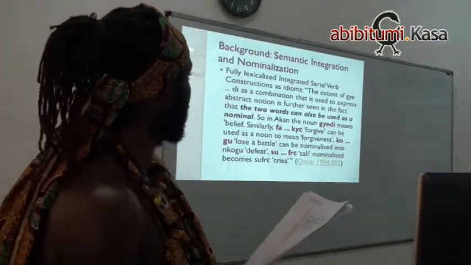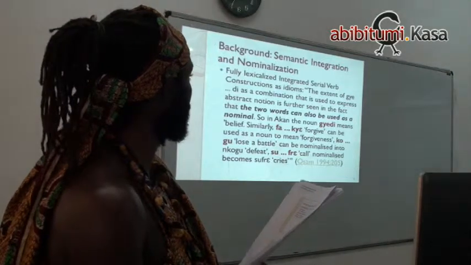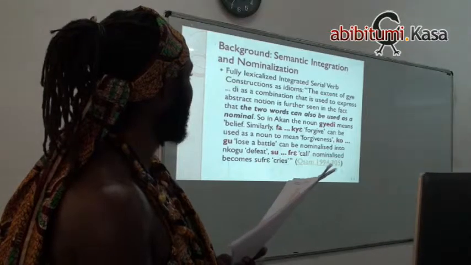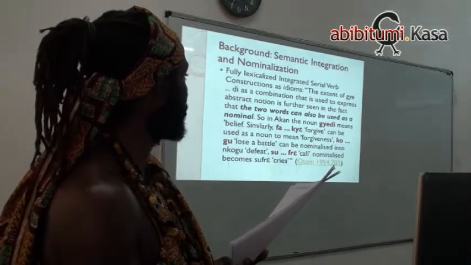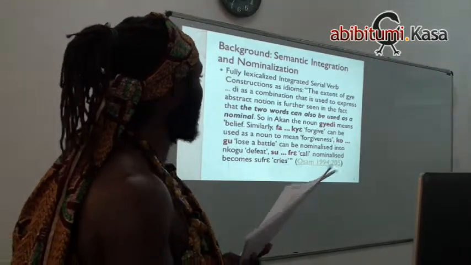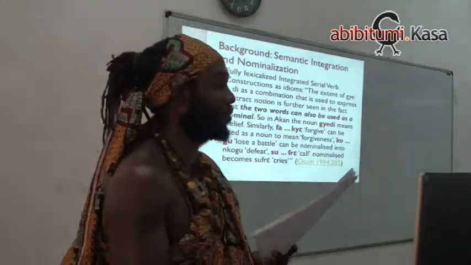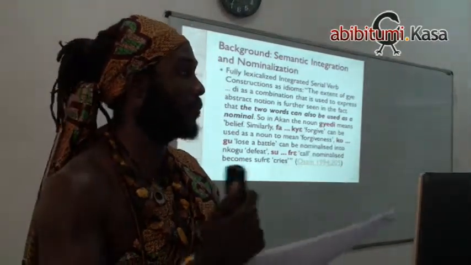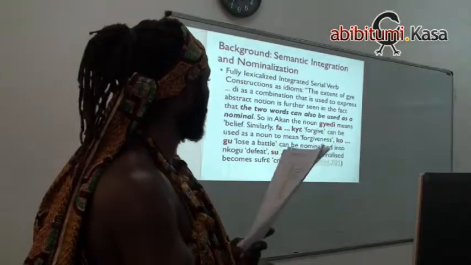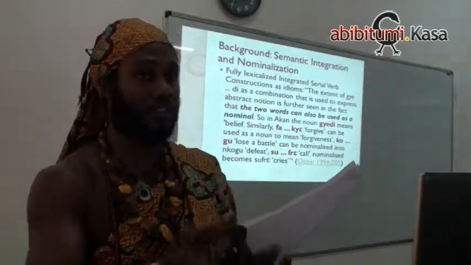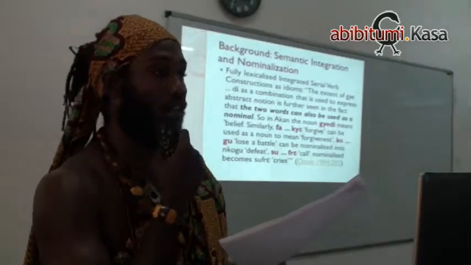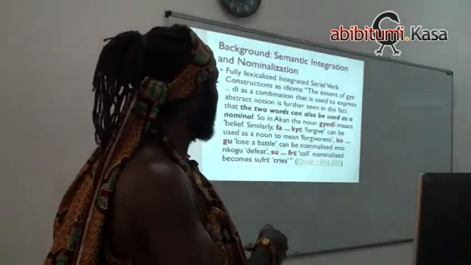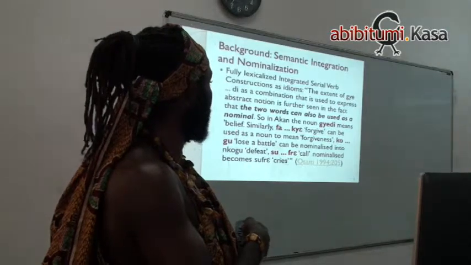Fully lexicalized integrated serial verb constructions as idioms express the idea that you have, for example, jɛ and di as a combination to express an abstract notion. And we can see that in the fact that the two words can be used as a nominal. So we have something that starts off as a serial verb, but it can be made into a nominal. So jɛ individually translates to receive or take, and then di translates to eat. But when they're used together, it's to believe, and they can be used as a nominal, belief.